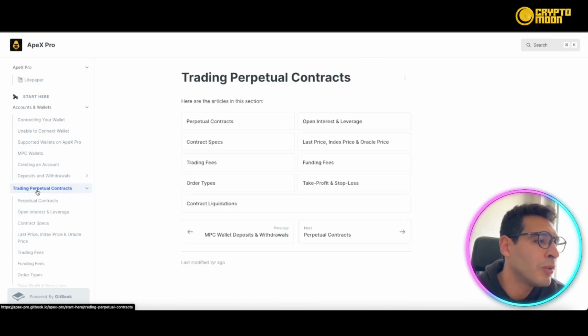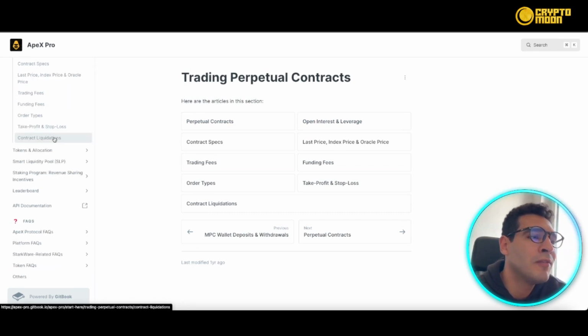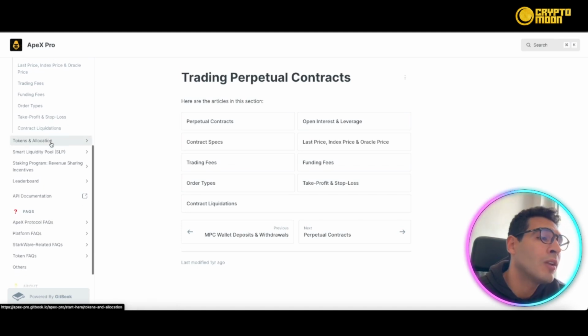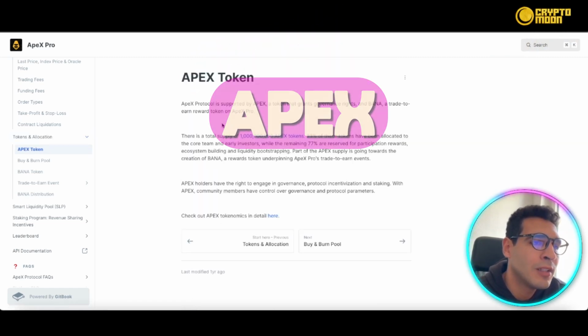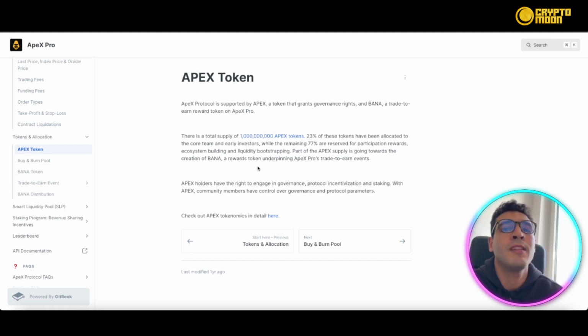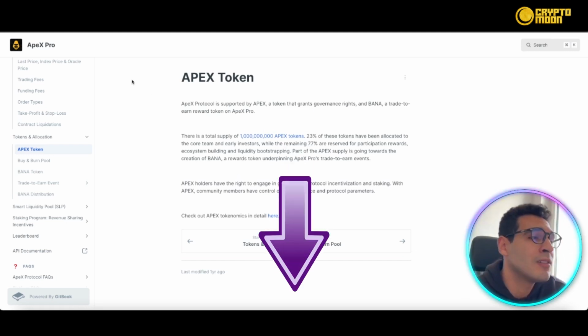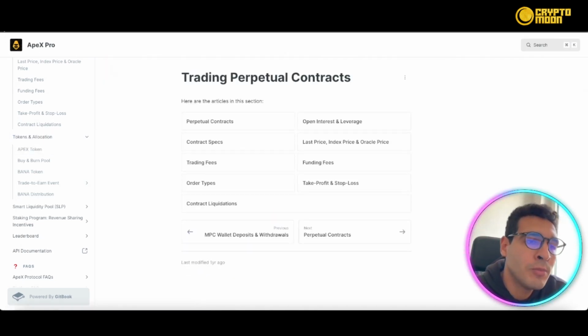And here you will have the trading perpetual contract, the contract specs, the trading fees, the order types, open interest and leverage. Everything is just a white paper in front of you, so it's a very transparent approach. So everything is at your disposal here. You can of course understand it more. And again, here the tokens and allocation, how they are dealing with the ApeX token and how they are dealing with the BNB token, and 23%, 77%. So everything is summarized within this document here. So everything is also in the description down below, so you can have a glimpse of what's going on and how to maneuver your way around it.